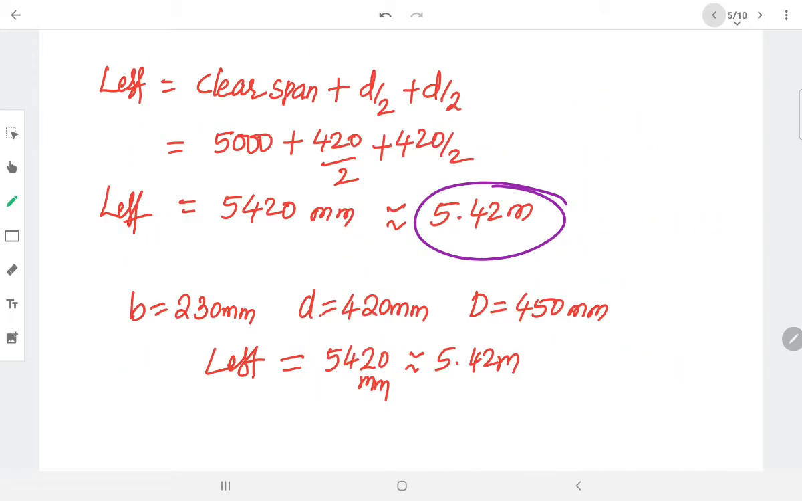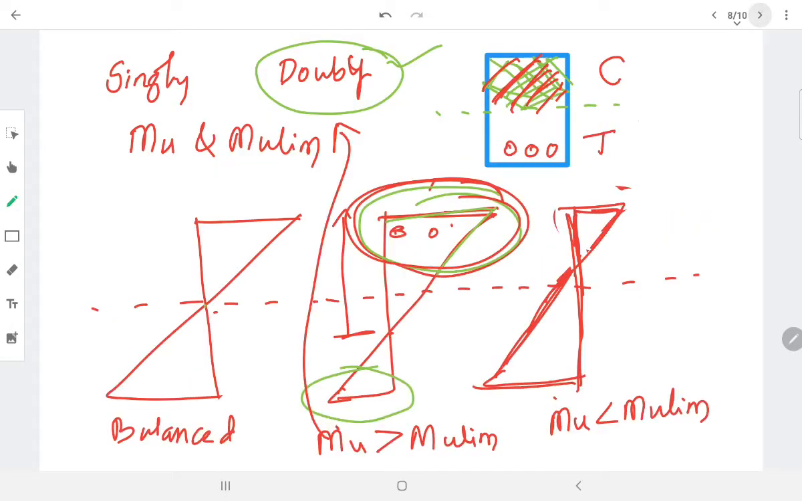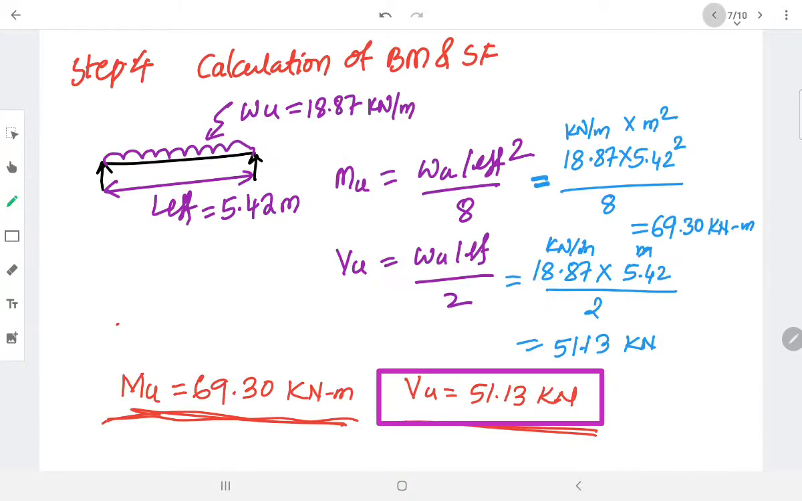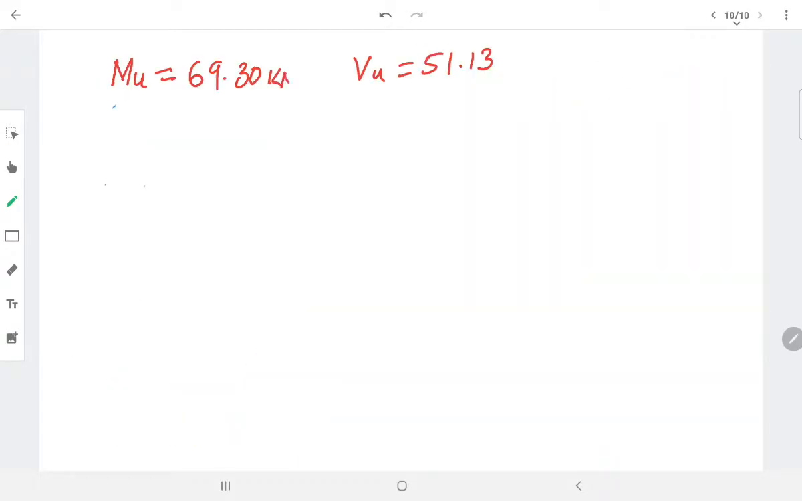For that, here I have calculated Mu. Mu is 69.30 and Vu is 51.13. This is in kilonewton meter and this one is in kilonewton.